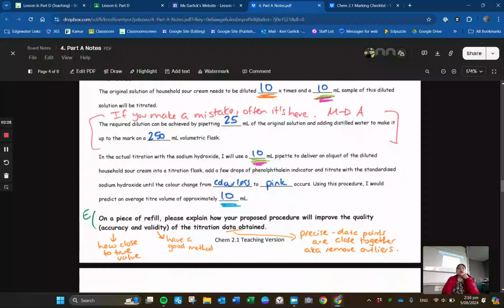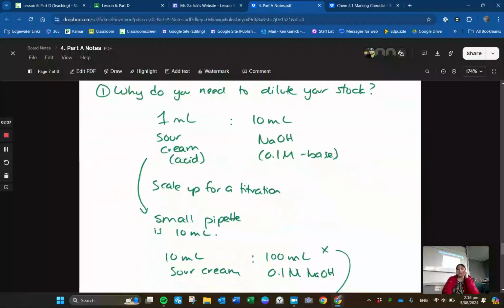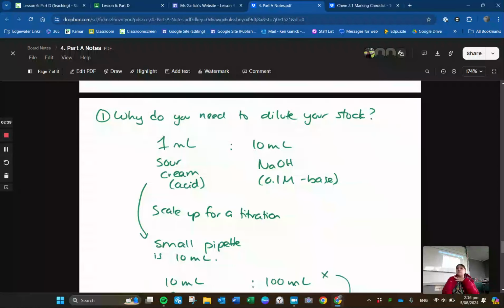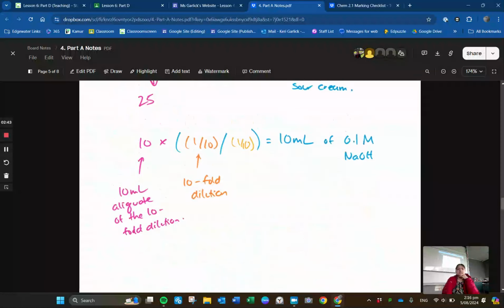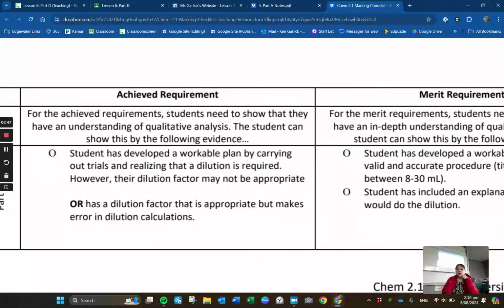If you are aiming for excellence, you did need to explain your method. So you needed to explain why you had that proposed procedure. And I have some notes below on it. And I'll talk about this in a bit more detail later because it does tie into Part D again. So just keeping in mind that that's there. So that was the marking for Part A.